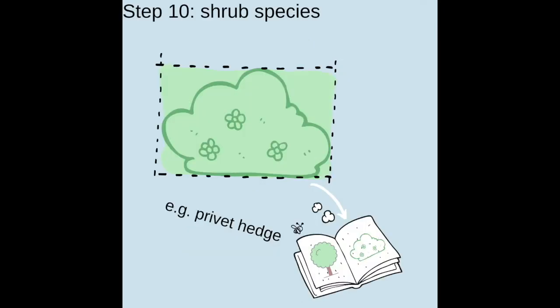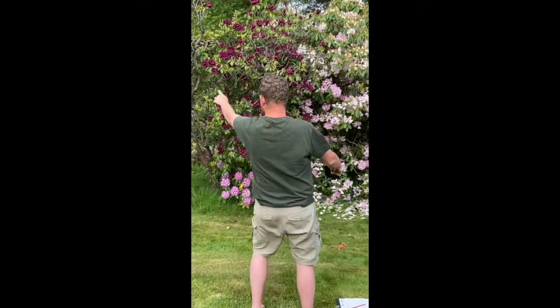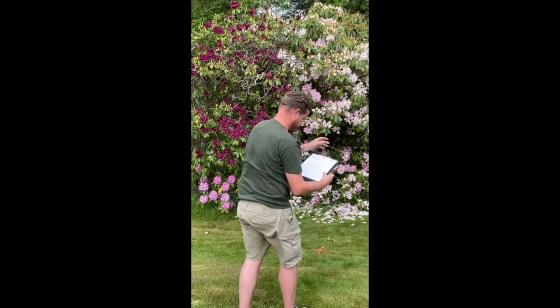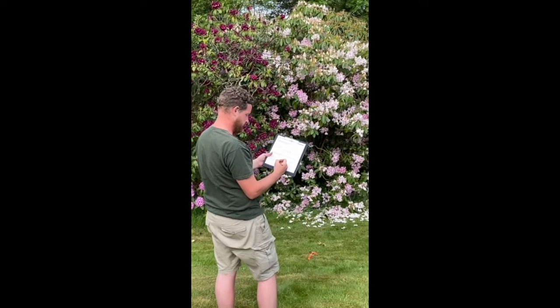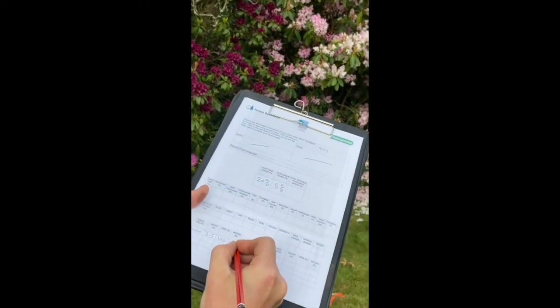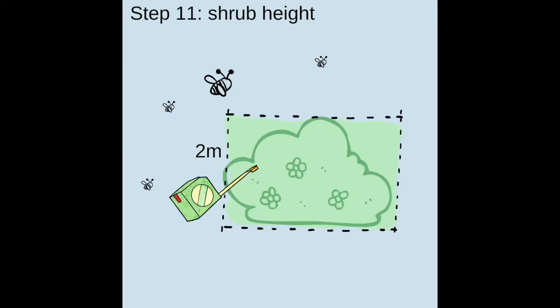So, step 10, record your shrub species. Some gardens contain a lot of shrubs and some contain very few. The key thing here is to make recording the shrubs nice and simple, so we will group together shrubs which are close together in one block and just record the most dominant species. In other words, the one that represents the largest proportion of the block. If you have a few different blocks of shrubs dotted around the garden, it is best to record these as separate entries.